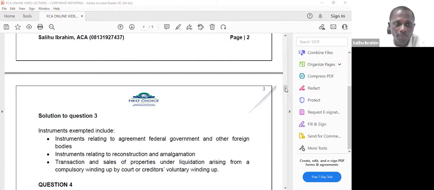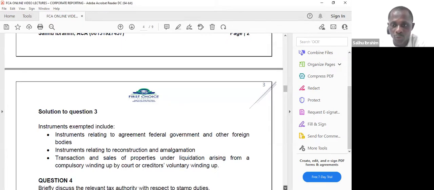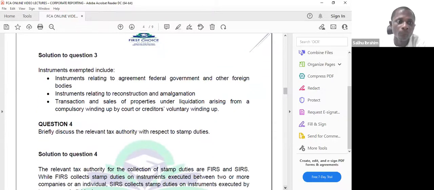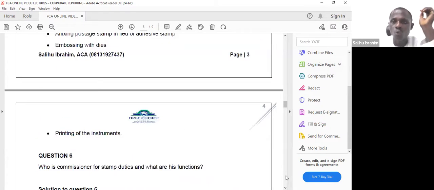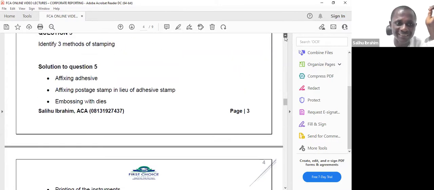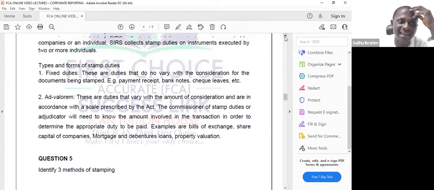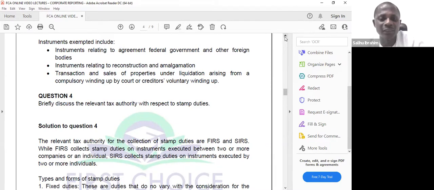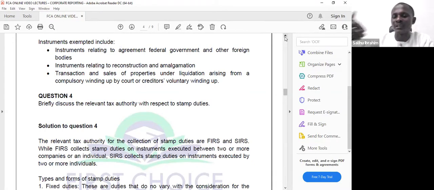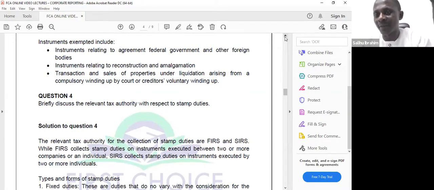So question number 4. Briefly discuss the relevant tax authority with respect to stamp duties. When we say relevant tax authority, what do we mean? Relevant tax authority is the tax authority that is responsible for the collection of taxes. Okay? Tax authorities that are responsible for the collection of stamp duties.